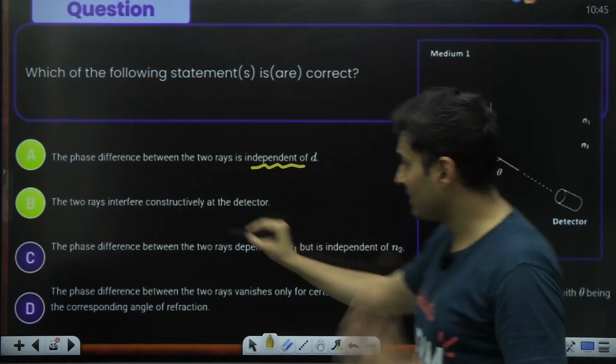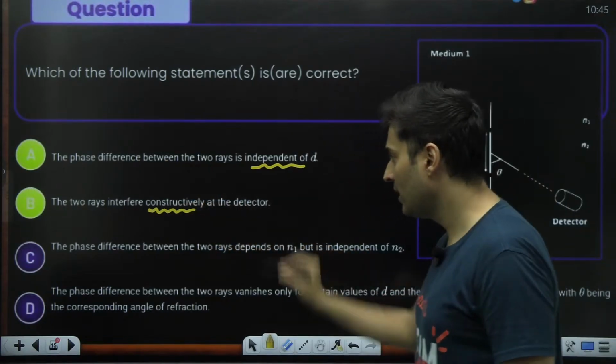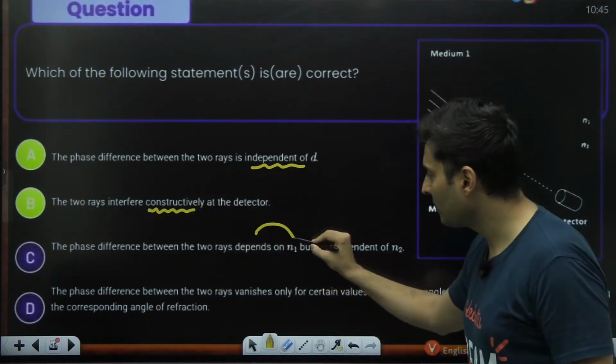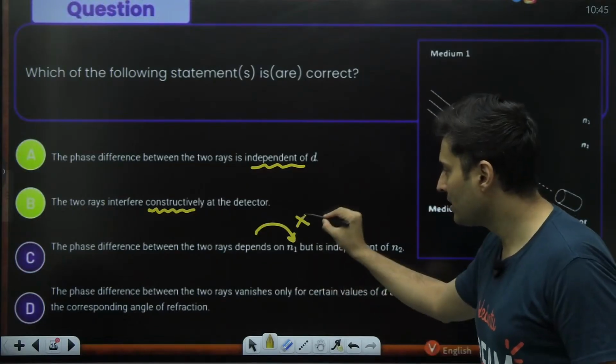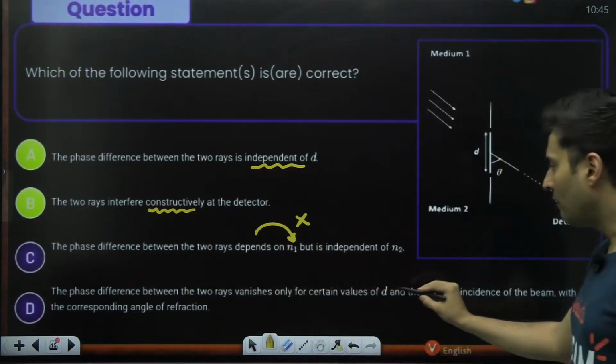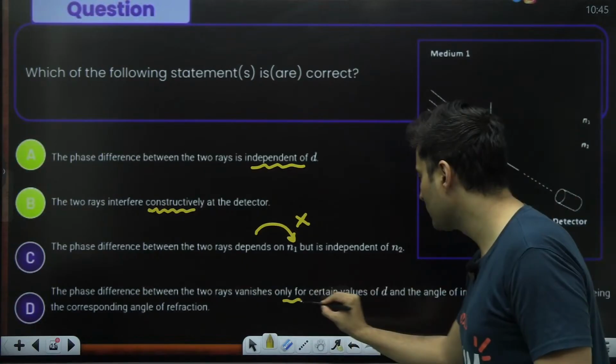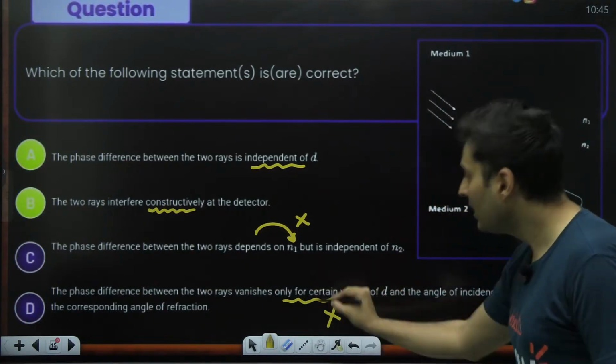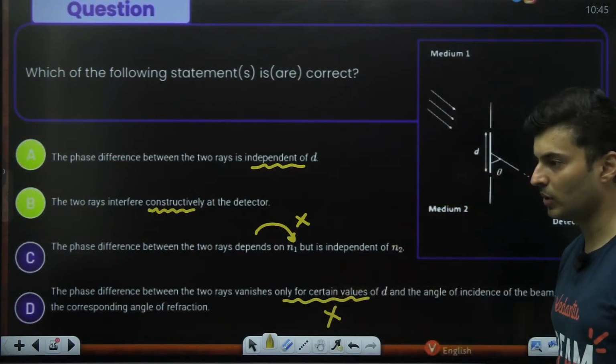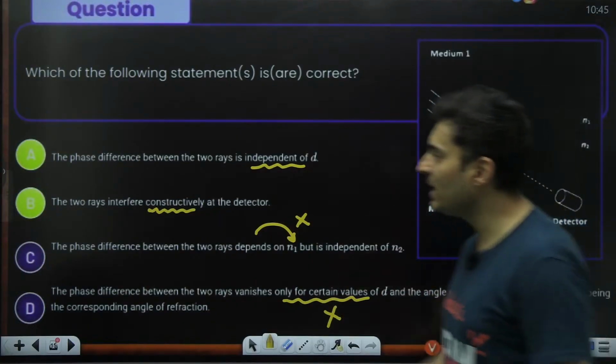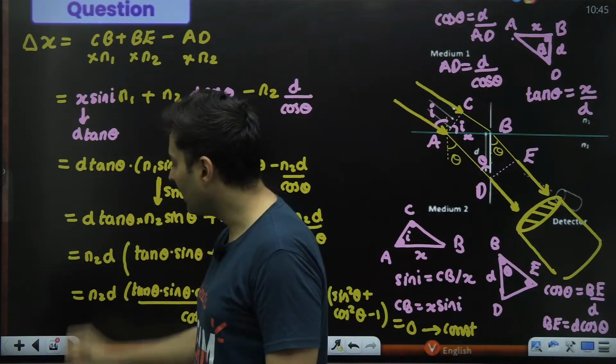Yep, the two rays interfere constructively. Perfect. Phase difference depends on n1? This is definitely wrong. The phase difference vanishes only for certain values? Wrong. It is independent of d first of all. So hence only A and B will be correct.